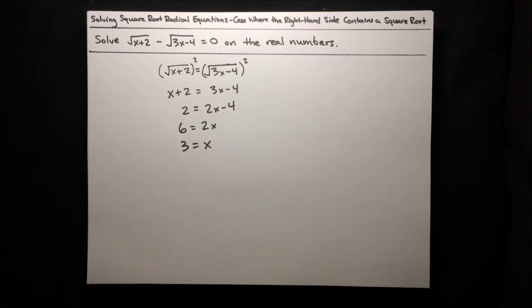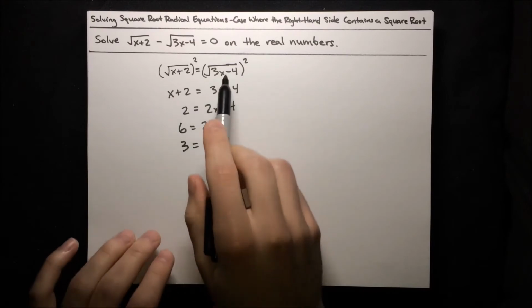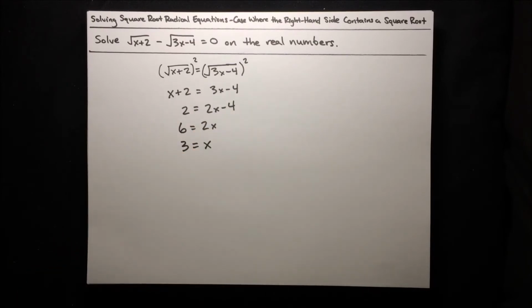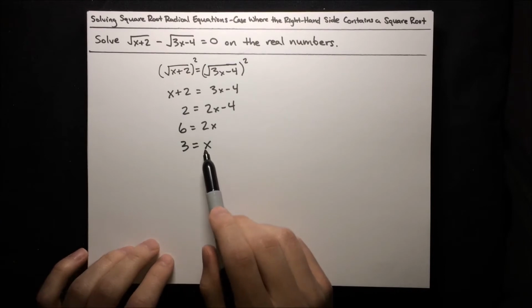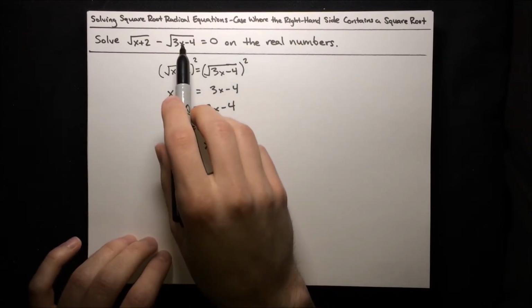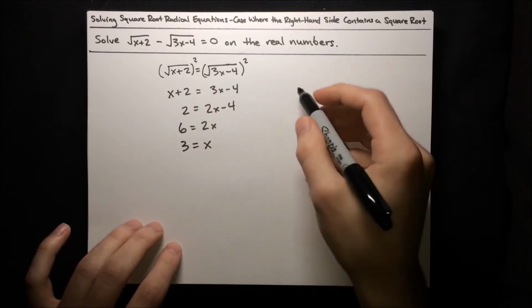But one thing to watch out for is that sometimes the act of squaring can generate additional solutions which aren't solutions to the original equation. So we need to get into the habit of checking the solutions that we find by plugging them back into the original equation. So let's do this quickly off to the side over here.